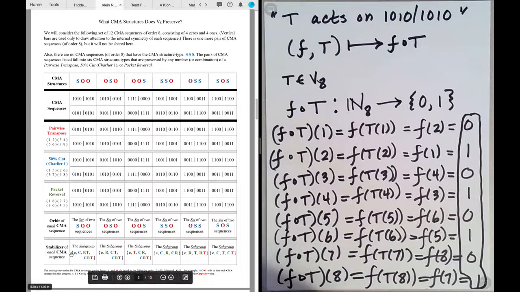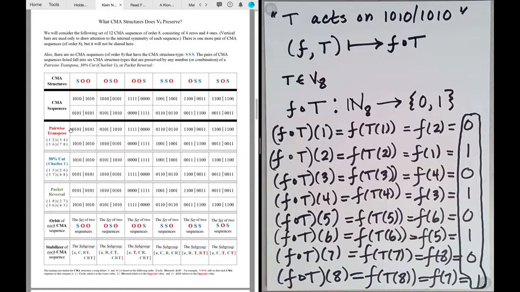The stabilizer is different, of course. The stabilizer is a subgroup of our group that holds that individual CMA sequence fixed. Well, we can probably spot those just from the chart here. Okay, so focus on this CMA sequence that we've been looking at today. Which of the generators in V8 hold that fixed?